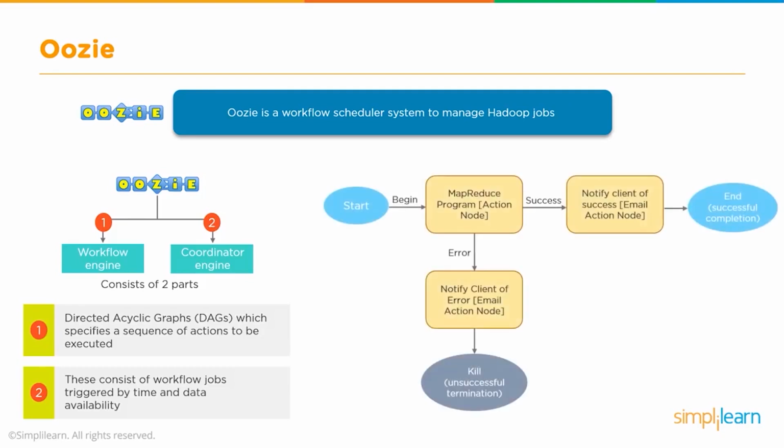And so we can see here we have start, our MapReduce program, our action node, and it begins, and either we have a success, then we notify the client of success, usually an email is sent out, in successful completion. Or we don't have a success, we have an error. Notify client of error, email action node, kill unsuccessful. Termination. And usually at this point they say email action notification, but that's usually a pager system. And so you see all the tech guys running to the server room or wherever, where our pager just went off. We got to figure out what went down.